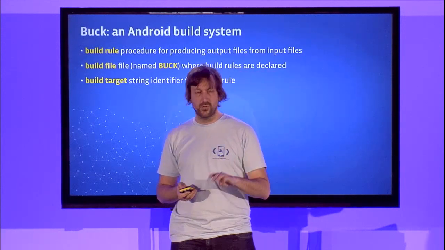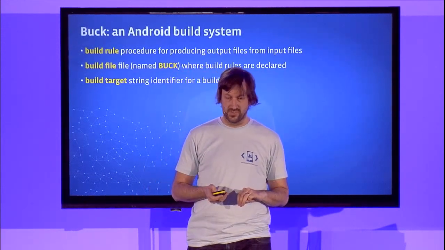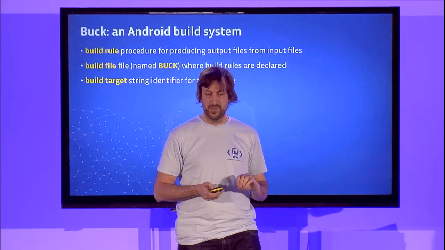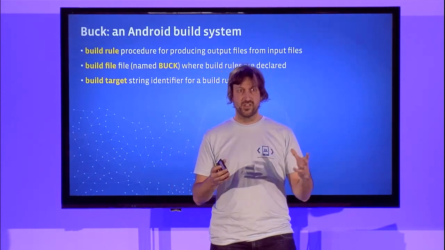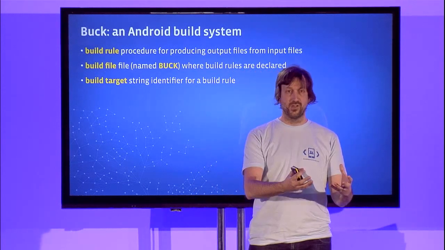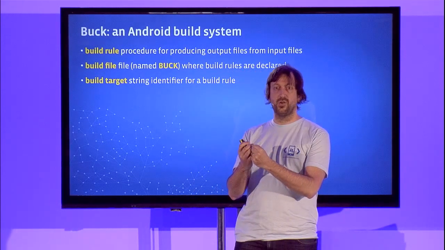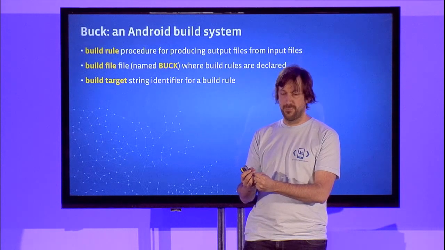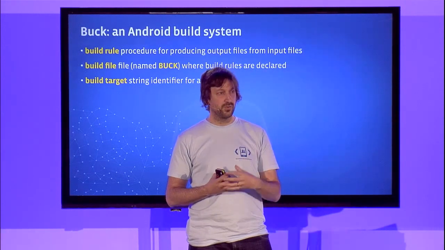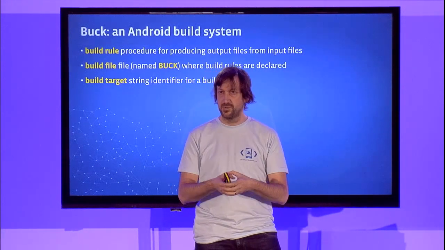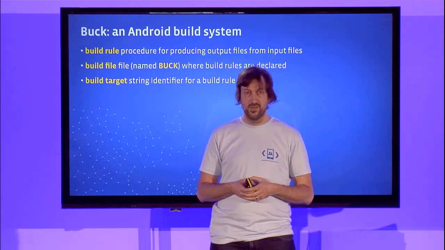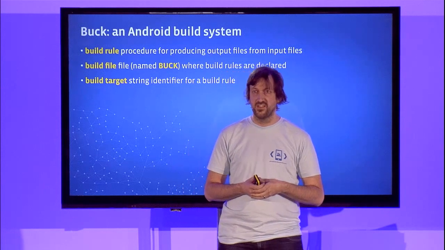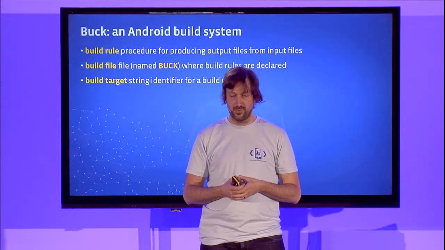There are three important concepts in Buck as a build system. The first one is a build rule. You can think of a build rule as a procedure or a function for taking input files and converting them into, at most, one output file. We declare these build rules in build files. Now, these build files are called Buck by convention, all capital letters. And these are scattered in a hierarchy through the code base.